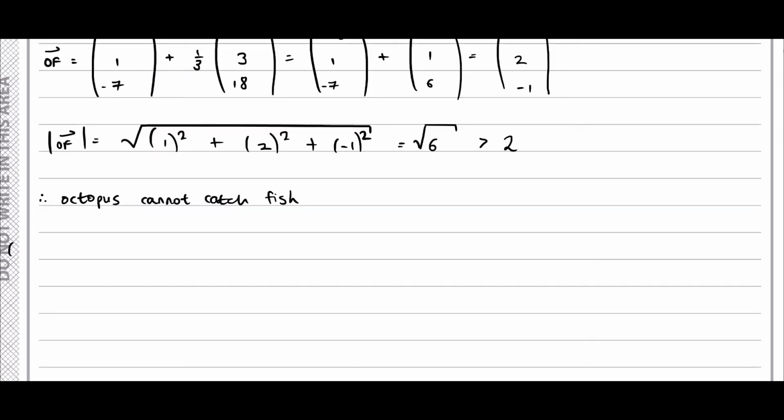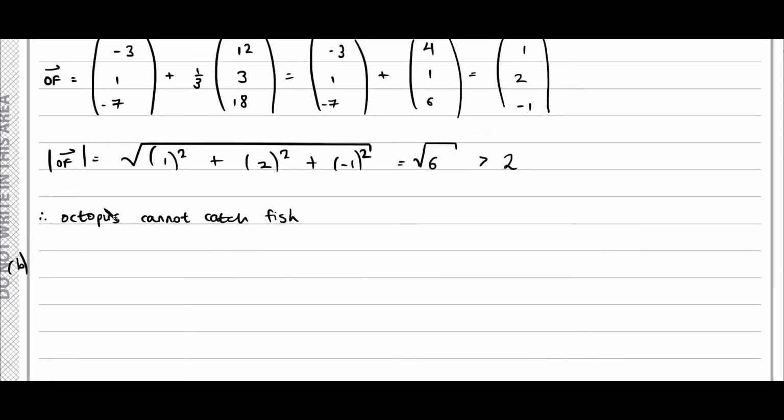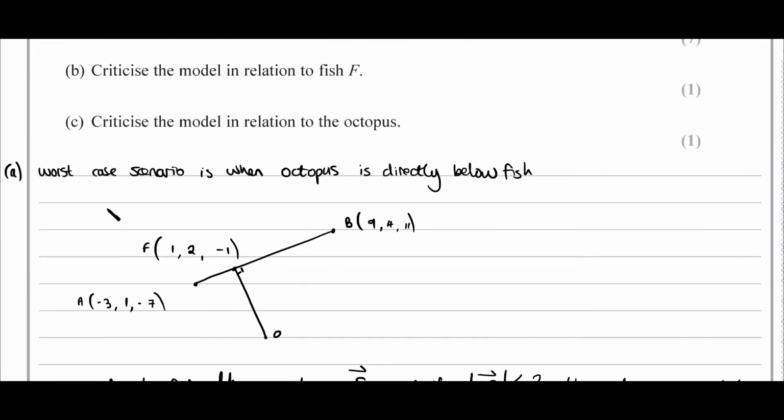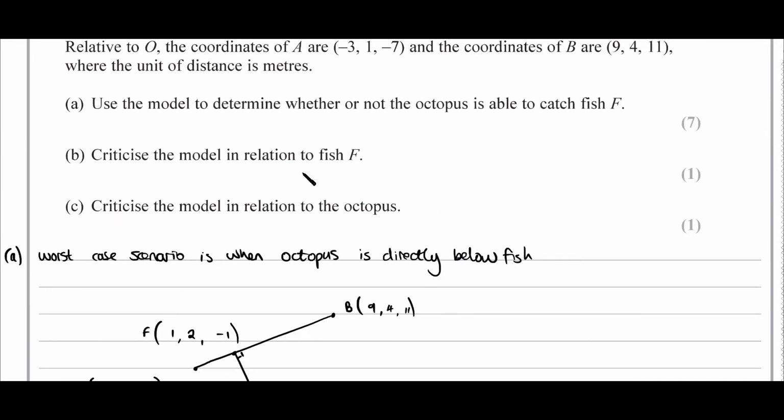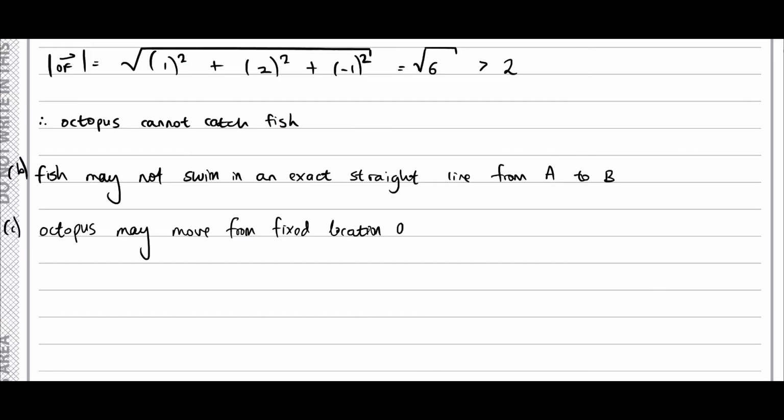Now, for part B, we have to criticize the model in relation to the fish, and then for part C criticize the model in relation to the octopus. We have the following reasons. So the fish may not swim in an exact straight line from A to B, hopefully that makes sense, and for part C, the octopus may move from its fixed location. Now that concludes the end of the paper.